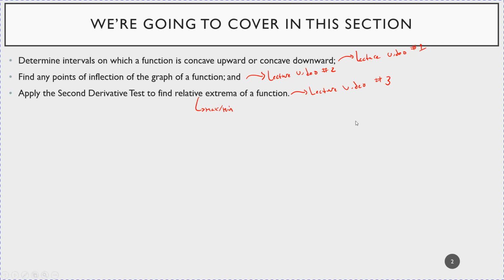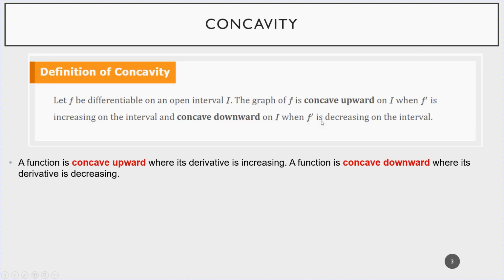All right, let's talk about concavity. What exactly is concavity? Let f be differentiable on some open interval I. The graph of f is concave upward on I if f prime is increasing. That means the derivative is increasing, so the slope of the tangent line is increasing on that interval. And the graph is concave downward on I when f prime is decreasing on the interval. That means the slope of the tangent line is decreasing.